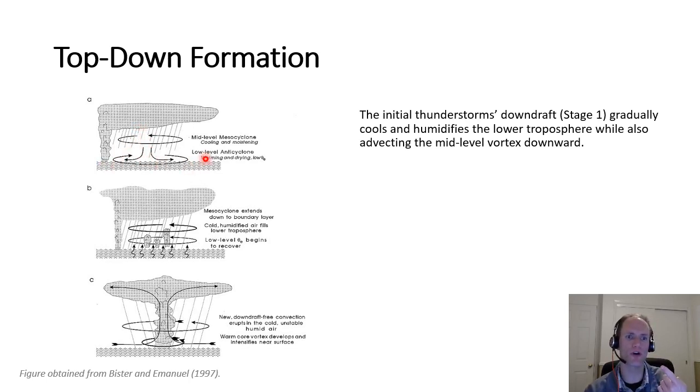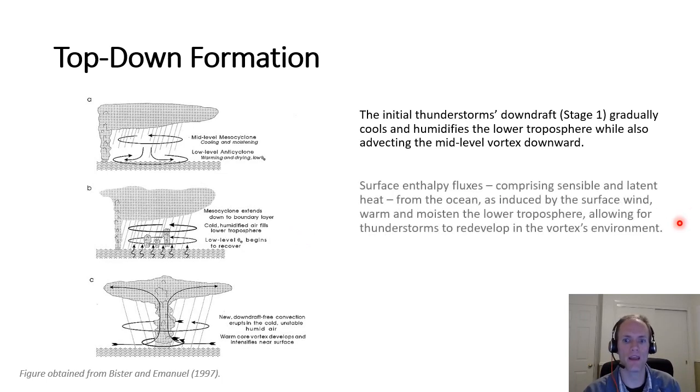So our heating profile with low-level cooling and mid to upper-level warming creates this mid-level mesocyclone, or mid-level vortex, a mesoscale convective vortex. And this downdraft advects that downward toward low levels. In addition, as we described in our previous video, it cools and humidifies the lower troposphere, this middle point here on the middle panel at left. It dries the lower troposphere, but it really humidifies it as it cools it as well.